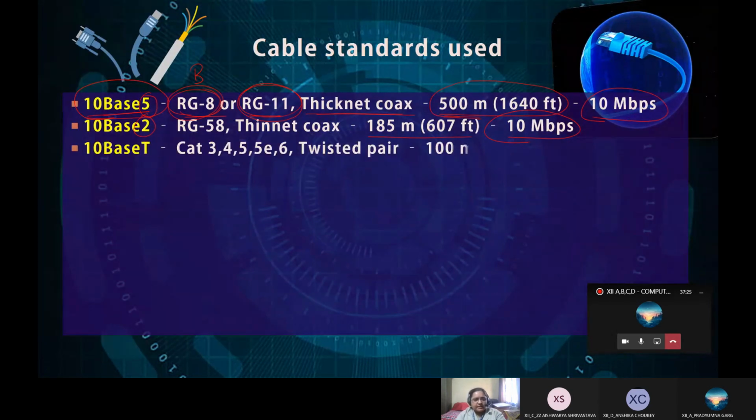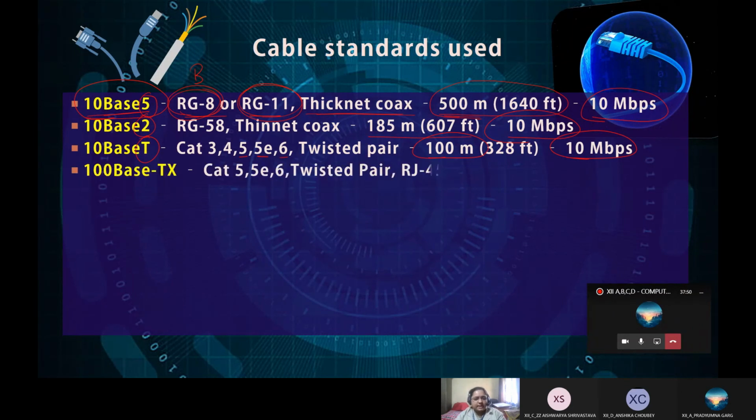Next is 10 base T. T represents any type of twisted pair cable, and these are the categories there. Cat 3, 4, 5, where 5, 5E and 6 are the most popular cable standards for twisted pair cable, and its maximum segment length is 100 meters and 10 megabits per second is the transmission speed. 100 base TX, again this is another twisted pair cable standard, but 100 megabits per second is the transmission speed. RJ45 is used and its segment length is 100 meters.